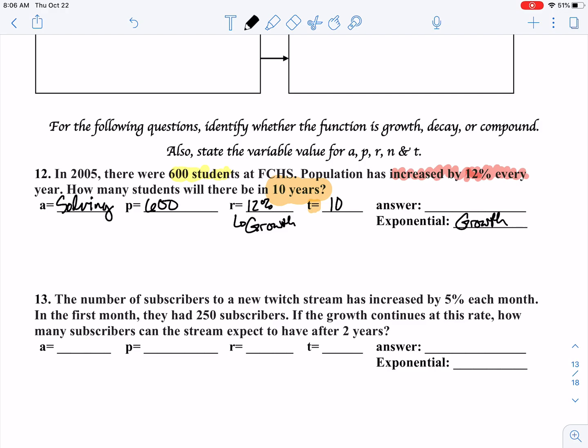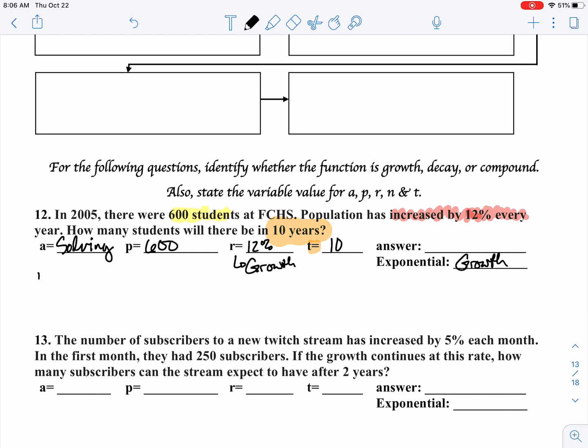And then I think about the following. N is also a potential variable. If I don't see the word continuous, then I don't use N. So nowhere in here does it say compounded continuously, or compound as well.